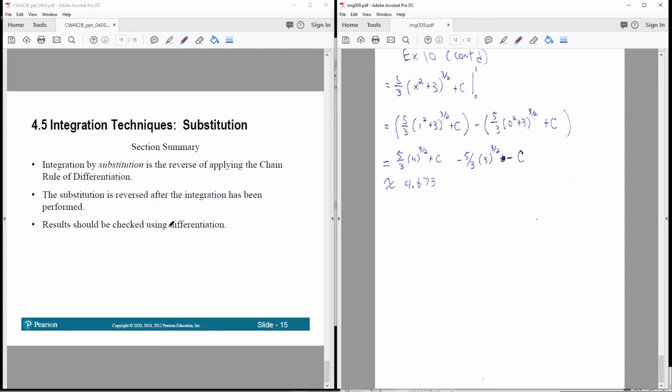And as a summary, integration by substitution is the reverse of applying the chain rule. Substitution is reversed after the integration has been performed. Results should be checked using differentiation.